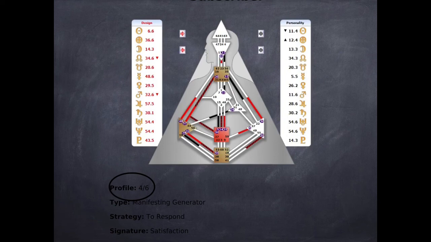So we've already talked about the 4-6 profile, so I'm not going to get into that again, but basically it's a fixed energy, and all three of these people who we've gone over are all people who need to be accepted for who they are, which is kind of interesting how it happened.